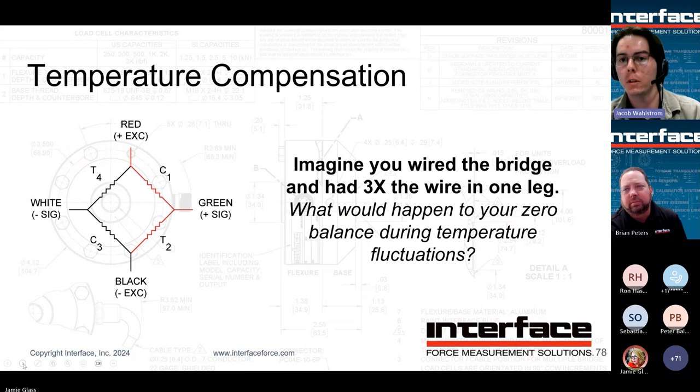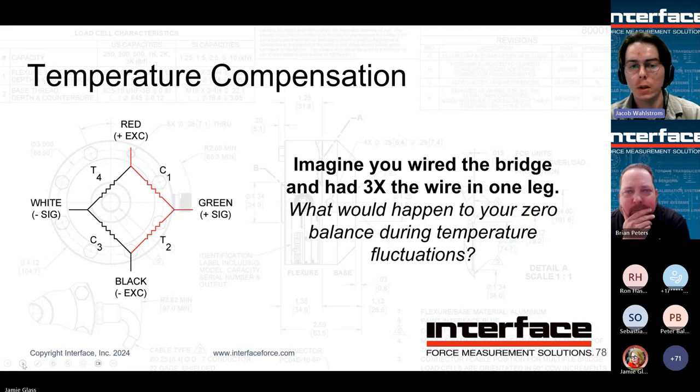Yeah, I'm glad you mentioned the bridge level, Brian, because the connections that you have in your bridge definitely matter. So if you think about if you had 3 times the wire connecting one leg of the bridge and temperature changed, you could definitely see how the change in resistance of those connecting wires would be 3 times the amount in that leg. So that's very important when considering the assembly of a load cell. You really want to position your gauges and take into account the wire length that you're using to connect your gauges and your bridge.